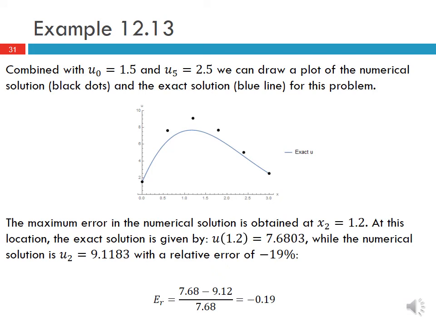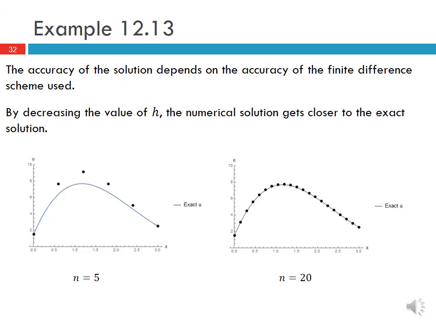You can see that the maximum error in this numerical solution is obtained at x is equal to 1.2, which is this one here. At this location, the exact solution is equal to 7.6803, while the numerical solution is 9.1183. So this gives a relative error of about minus 19%.